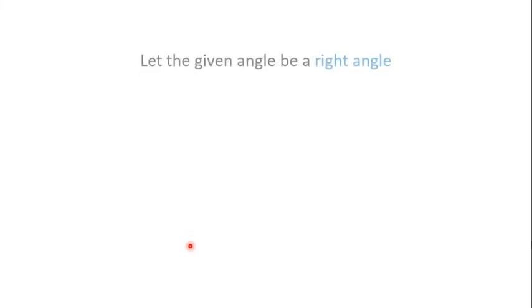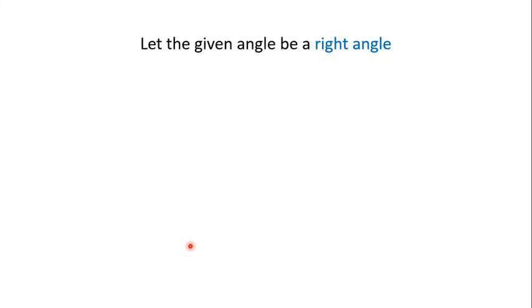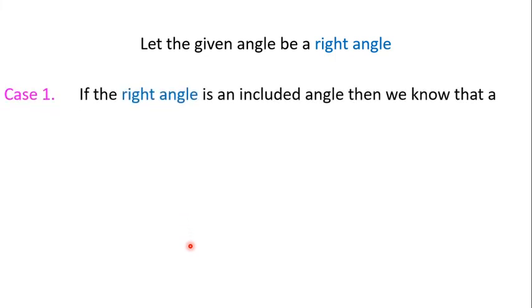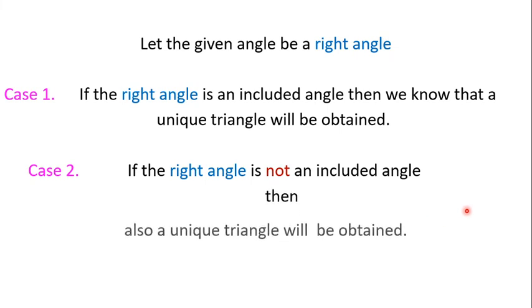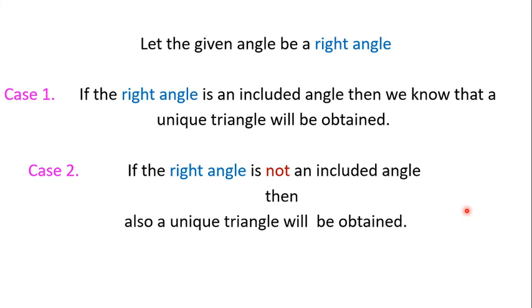Okay, finally friends, let us understand one more important point, that let the given angle be a right angle. So case number 1, if the right angle is an included angle, then we know that unique triangle will be obtained. Case number 2, if the right angle is not an included angle, then also a unique triangle is obtained. So this is what we are trying to understand.